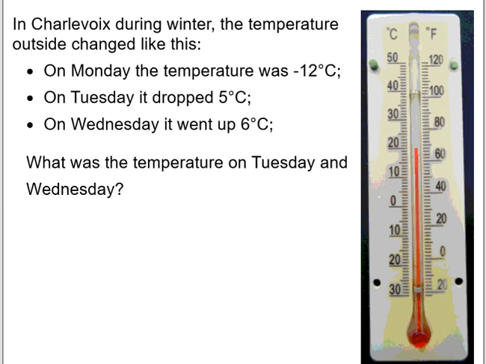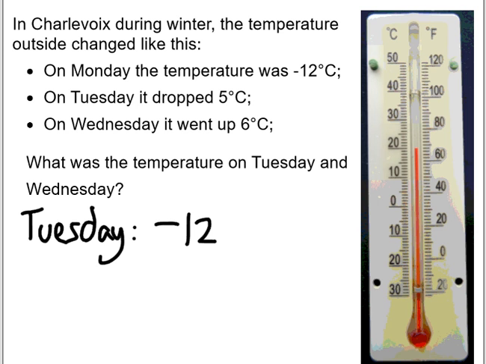And the last problem is about temperature. Imagine you're in Charlevoix during winter, and these are the changes for the temperature. On Monday, the temperature is negative 12. On Tuesday, it dropped 5 degrees. So on Tuesday, we were at negative 12, but it dropped 5 degrees. Where are we going to be?